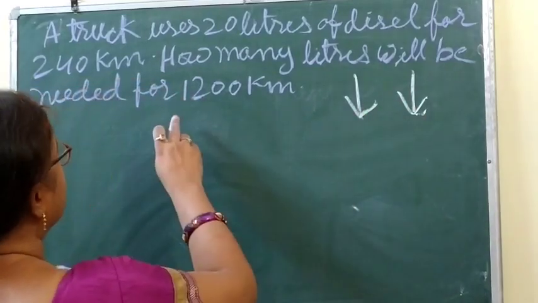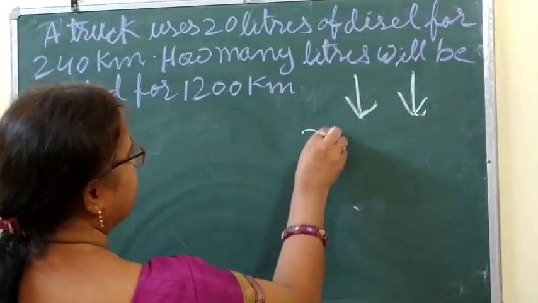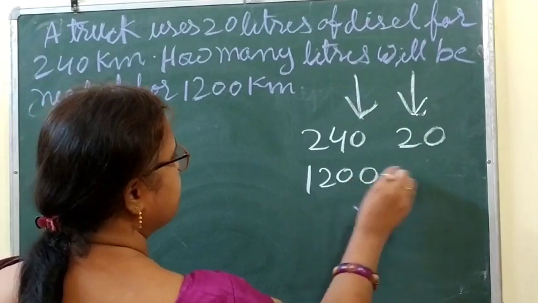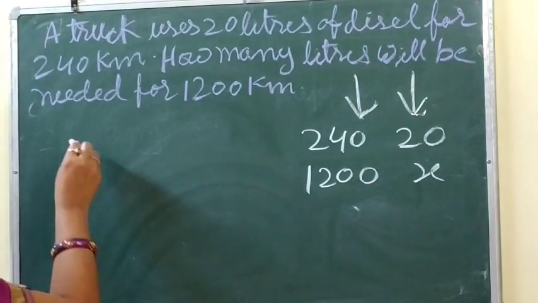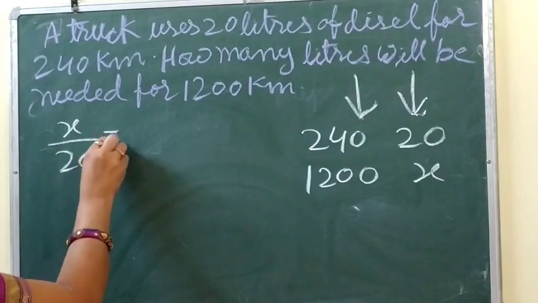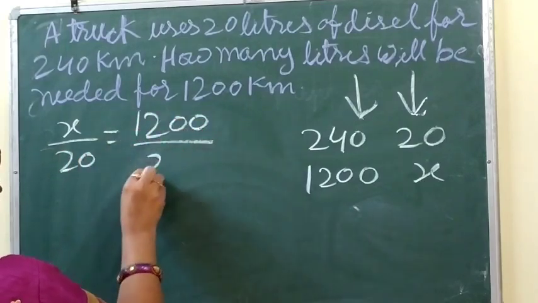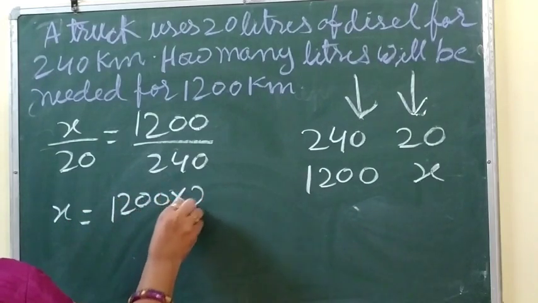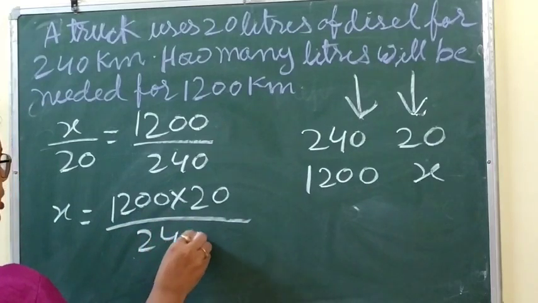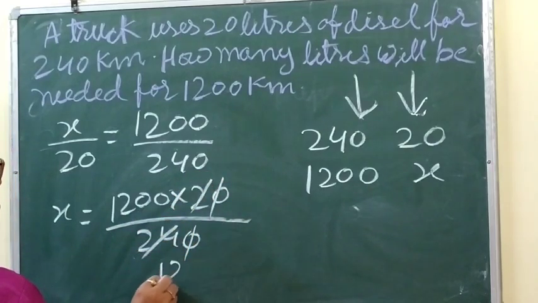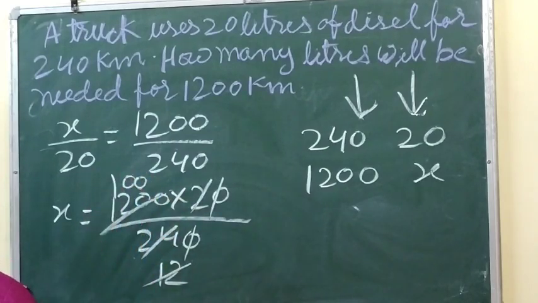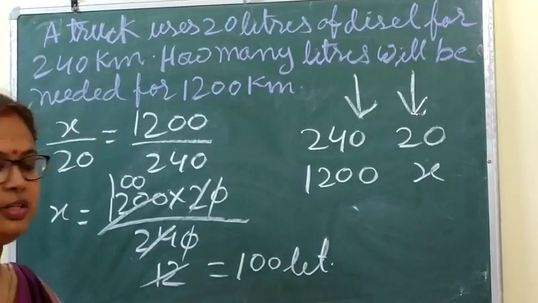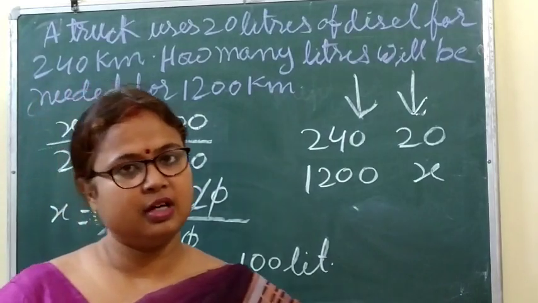Then for 240 kilometers, the truck uses 20 liters. So for 1200 kilometers, the truck uses X liters of diesel. Now solve it. X by 20 is equal to 1200 by 240. So X will be equal to what? X will be equal to 1200 into 20 divided by 240. So the zeros cancel. This is 12, and again this is 12. Ones are 12. The answer will be 100 liters of diesel. Yeah? 100 liters of diesel will be the right answer.